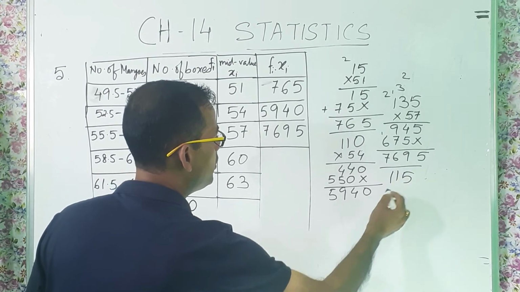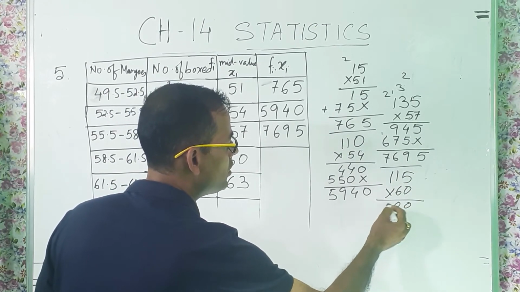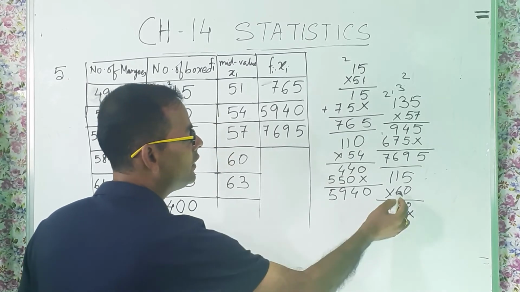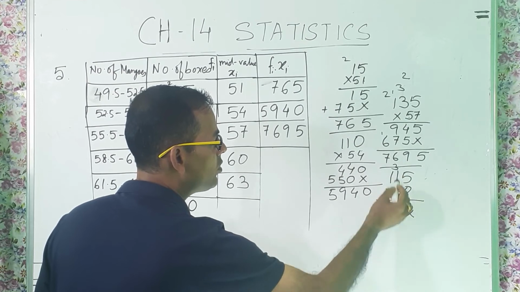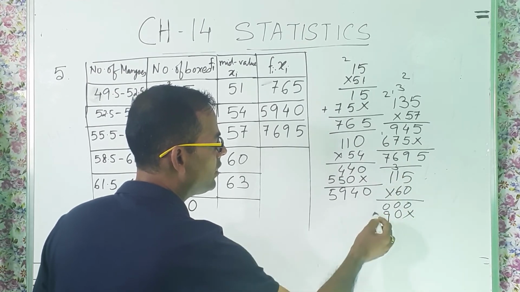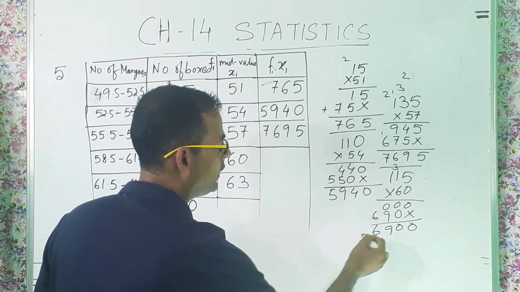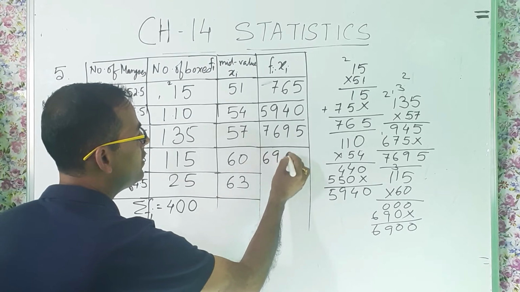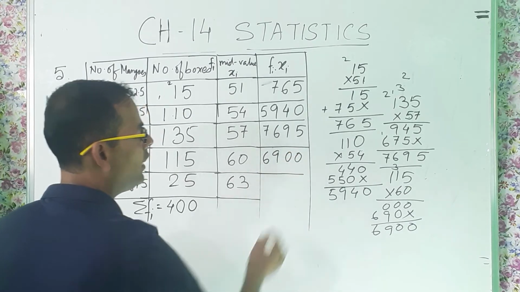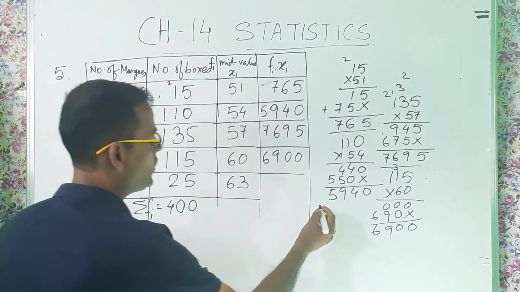Next is 115 multiplied by 60. So 0 will multiply, 0, 0, 0, cross, then 6 5s are 30, 3 carry, 6 1s are 6 plus 3, 9, again 6 1s are 6. So 0, 0, 9, 6. So 6 9 0 0. So we will write 6 9 0 0. Clear? Then the last one, 25 into 63.